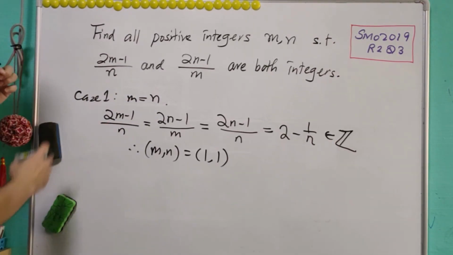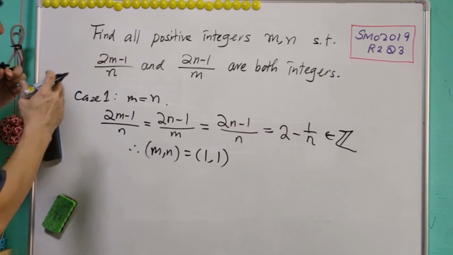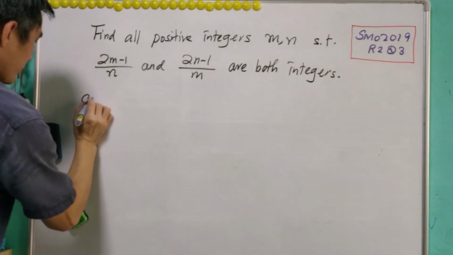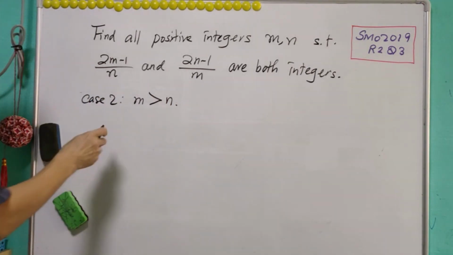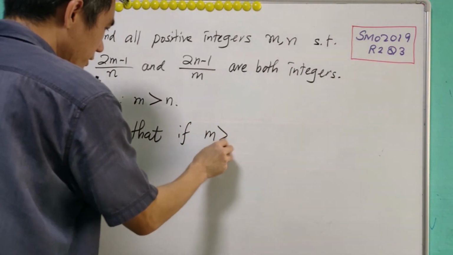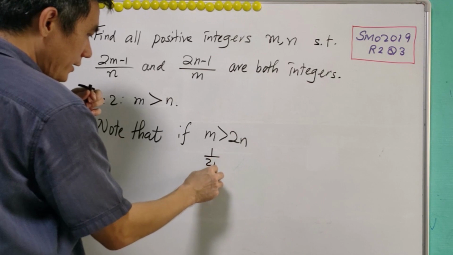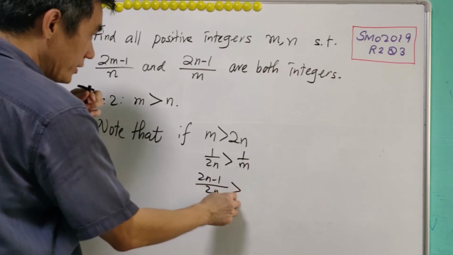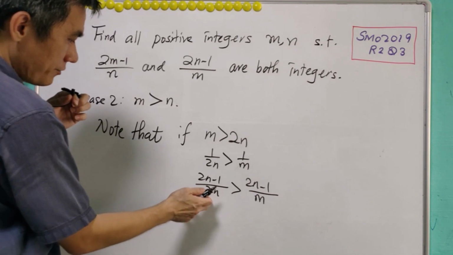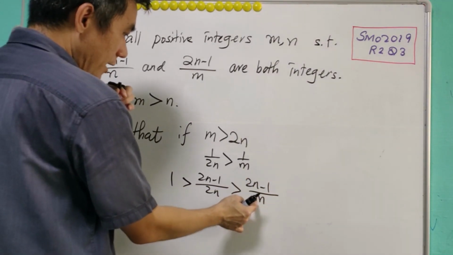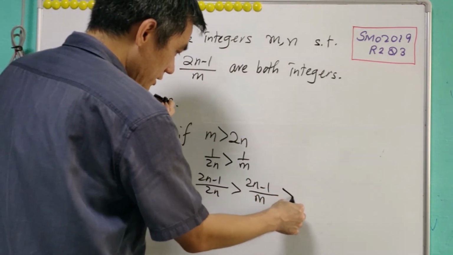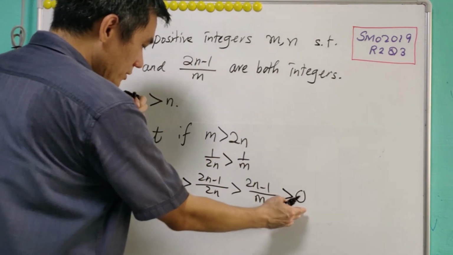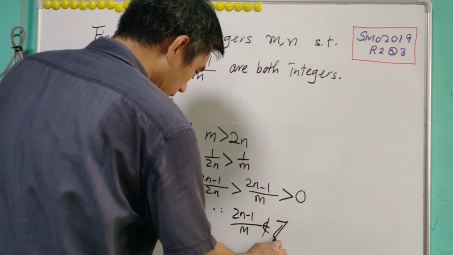We'll go to case 2, where m is greater than n. For the case m less than n, it is symmetric, so we need to consider only m greater than n. So case 2, m greater than n. Now note that if m is greater than 2n, then 1/(2n) will be greater than 1/m, and (2n minus 1)/(2n) will be greater than (2n minus 1)/m, and this obviously is less than 1. Note that since m and n are positive integers, then (2n minus 1)/m is positive. If m is greater than 2n, then this expression is between 0 and 1. It is not possible to be an integer.